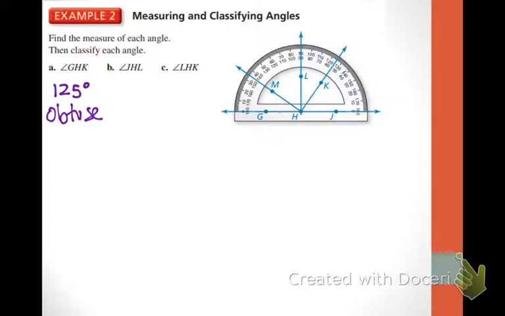All right, we're going to do the second one. We have J, H, L. Looking at this ray, is 0 on the top or the bottom? It's on the bottom, so we'll read the bottom numbers this time. Go all the way here, and it's at 90. So 90 degrees, which makes it a right angle.